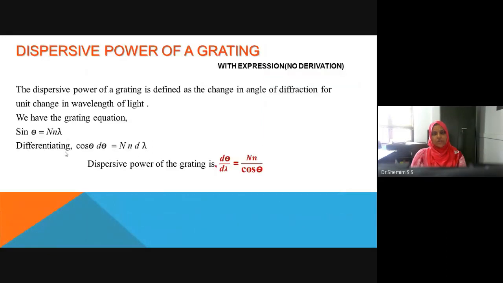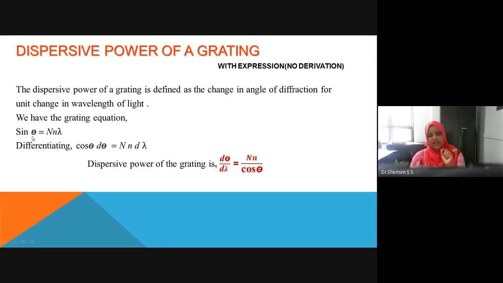Now we have one more property, that is known as the dispersive power of a grating. Dispersive power of a grating is the change in angle of diffraction for unit change in wavelength. We know that the grating equation is sin theta equal to n N lambda, which is the equation for the grating.